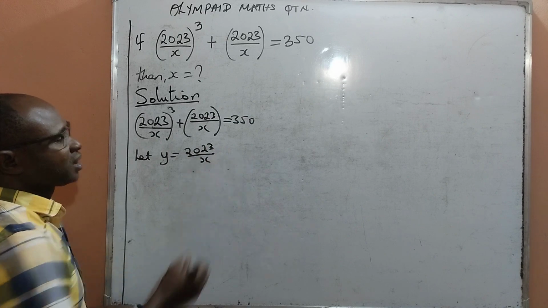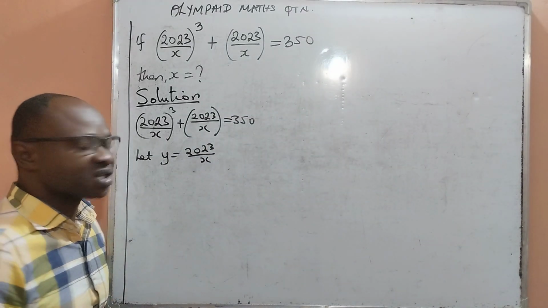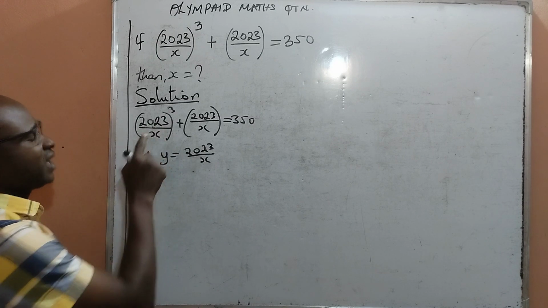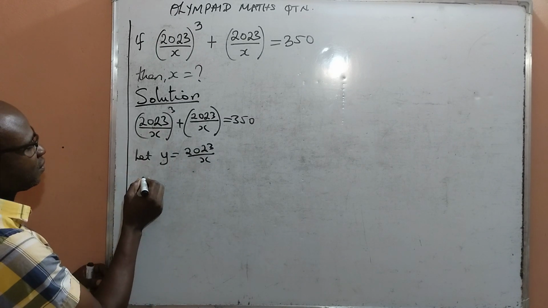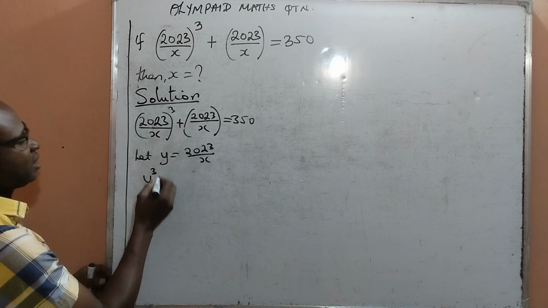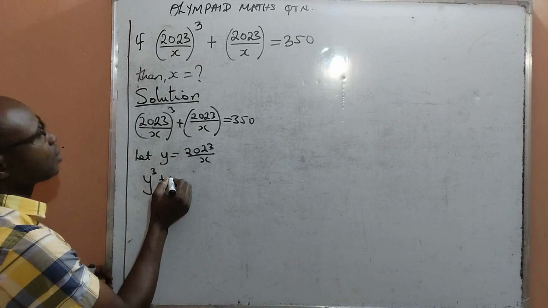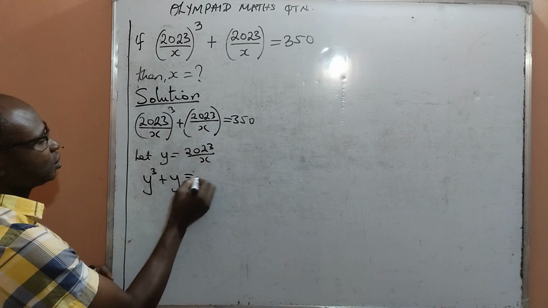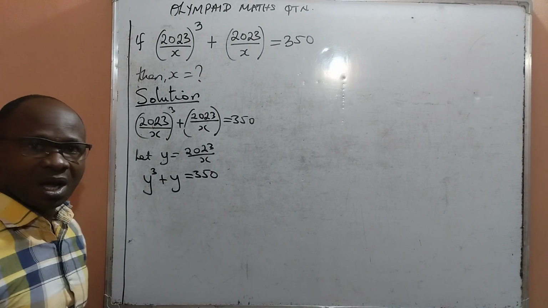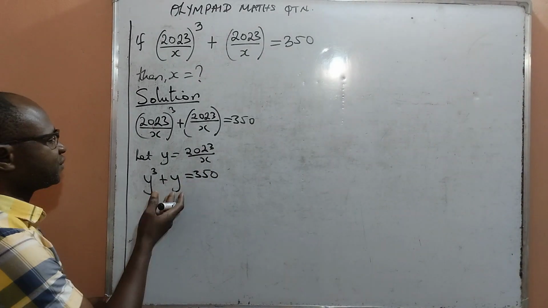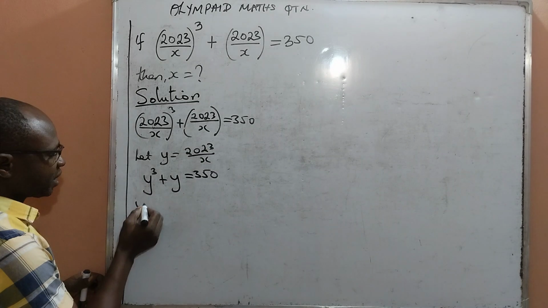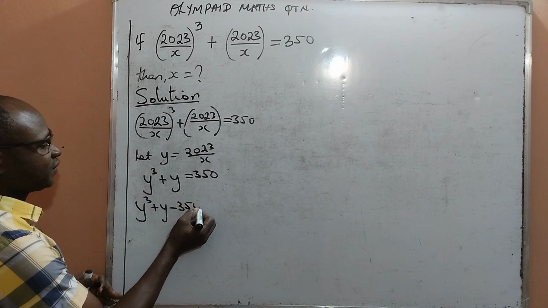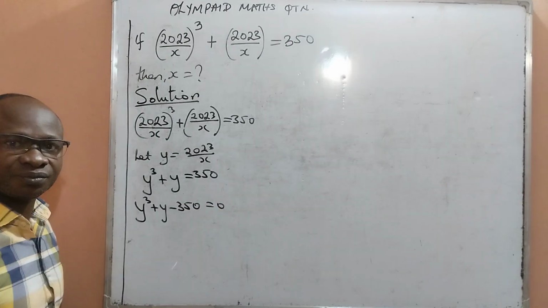2023/x. What this means is that I will now replace y in the position of 2023/x. So here I will have y^3 + y, which is 2023/x, equal to 350. I can now move 350 to the left, and I will get y^3 + y - 350 = 0.